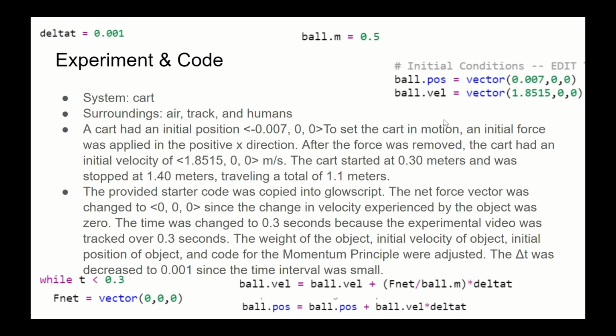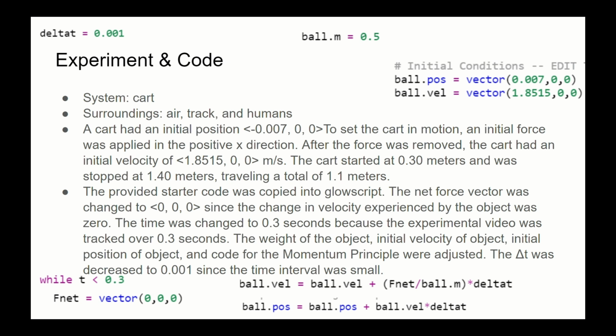The provided starter code was copied into GlowScript. The net force factor was changed to 0 for all three components since the change in velocity experienced by the object was 0. The time was changed to 0.3 seconds because that was the amount of time it was tracked for with the tracker function, and the weight of the object, initial velocity, initial position, and code for the momentum principle were adjusted.